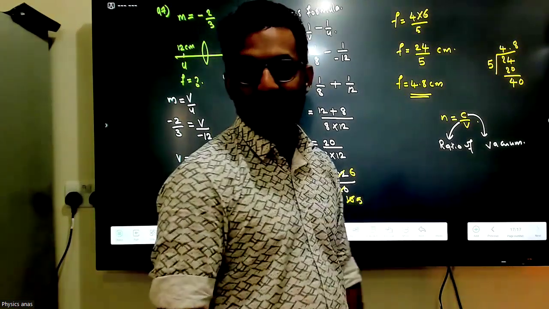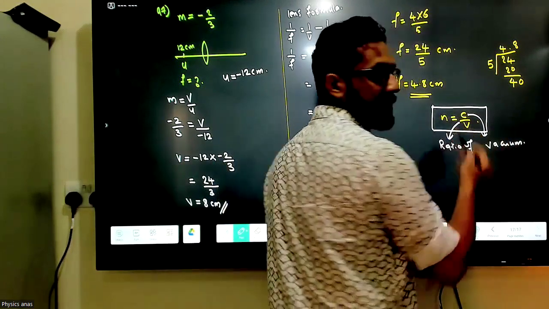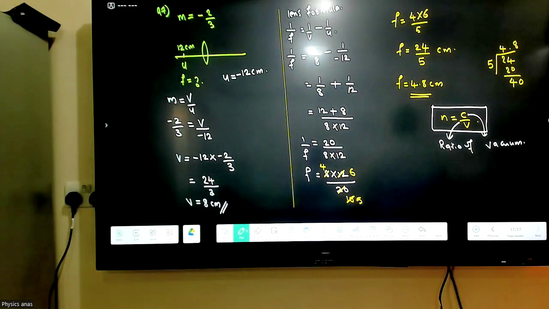That's N is equal to C by V. So this is a very simple question. N is equal to C by V. Aaron, did you write it? You should know what N1 is also the answer.